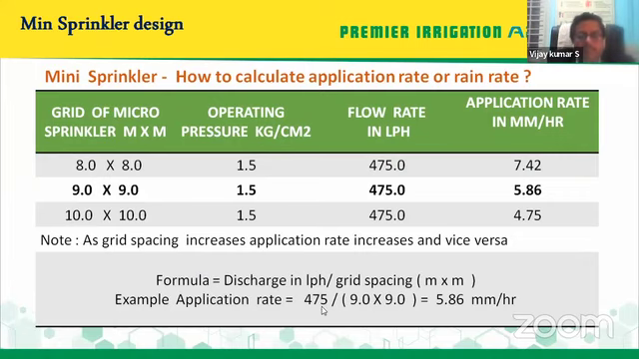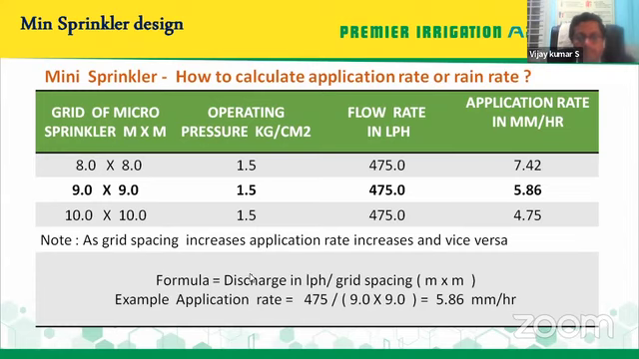Simple formula. Take the discharge in liters per hour like the earlier. So how much is the discharge of this? I have selected a grid of 9 meter by 9 meter. For the sake of convenience, for this particular crop, which is onion, I would like to have a 9 meter by 9 meter grid between the sprinklers so that adequate overlap is there. Operating pressure, I'm going to keep 1.5.